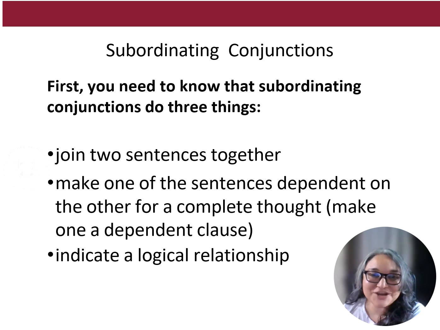A subordinating conjunction has three main functions. First, a subordinating conjunction joins two sentences together. Second, it makes one of the sentences dependent on the other for a complete idea. In other words, it transforms an independent clause into a dependent clause, or subordinating clause. And finally, a subordinating conjunction is going to indicate a logical relationship between the two ideas in the two clauses.